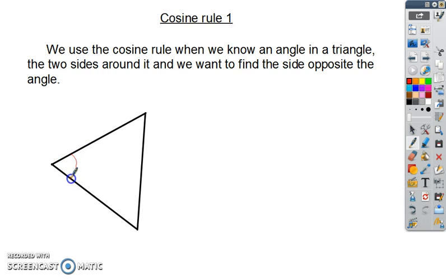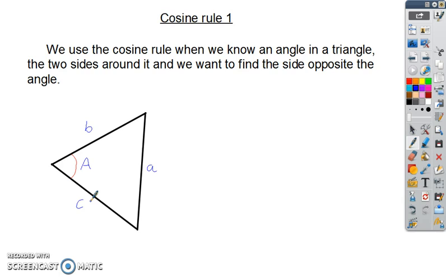So, here's the angle. We're going to call that angle big A. And opposite the angle is side small a. Now, the two sides around the angle we're going to call B and C. Because A is in between B and C, we call it the included angle.